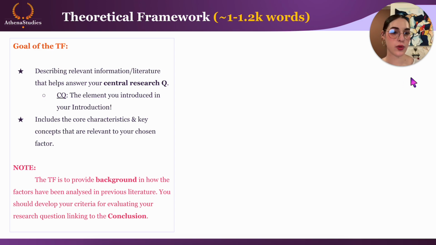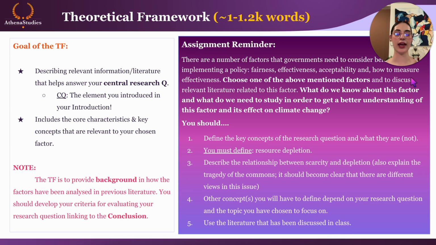So just to very quickly recap your assignment, again, you want to essentially choose one of the above mentioned factors, so fairness, effectiveness, acceptability, and also, of course, the measurement of effectiveness. And you want to essentially discuss how we can relate these factors to get a better understanding of its effect on climate change and, of course, policy implementation for governments as well.